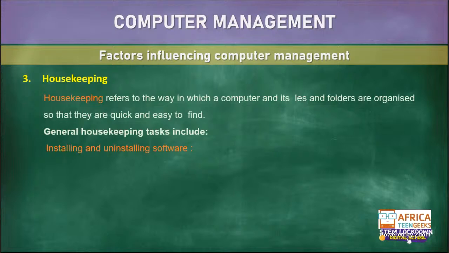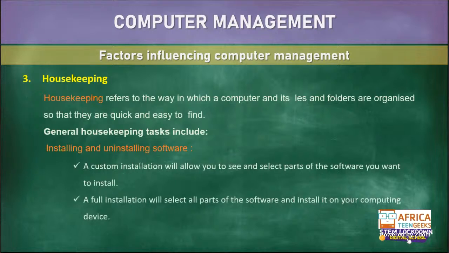Then automatically all the files that are linked or that belong to the application are automatically removed. So there are two ways. There's a custom installation which will allow you to see and select parts of the software that you want to install. So when you start to run the installation wizard, it prompts you to select what you want to install.